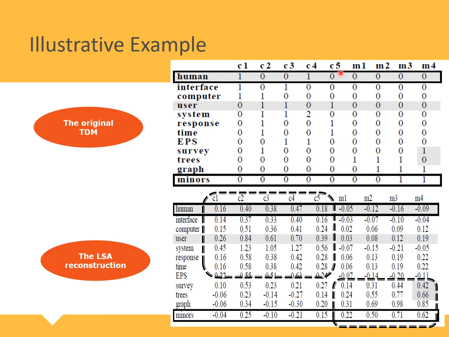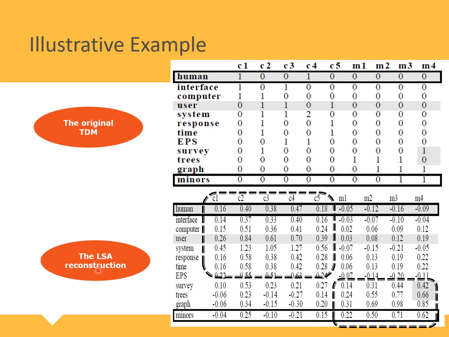Another very interesting structure, if you look at this example, is that the first 5 documents pertain to one particular domain, and the last 4 pertain to another. And if you see the words here, starting from human till the word time, these words are more likely to occur in the context of human computer interaction, whereas the remaining words, starting from survey to minus, are more likely to occur in the context of graph theory.